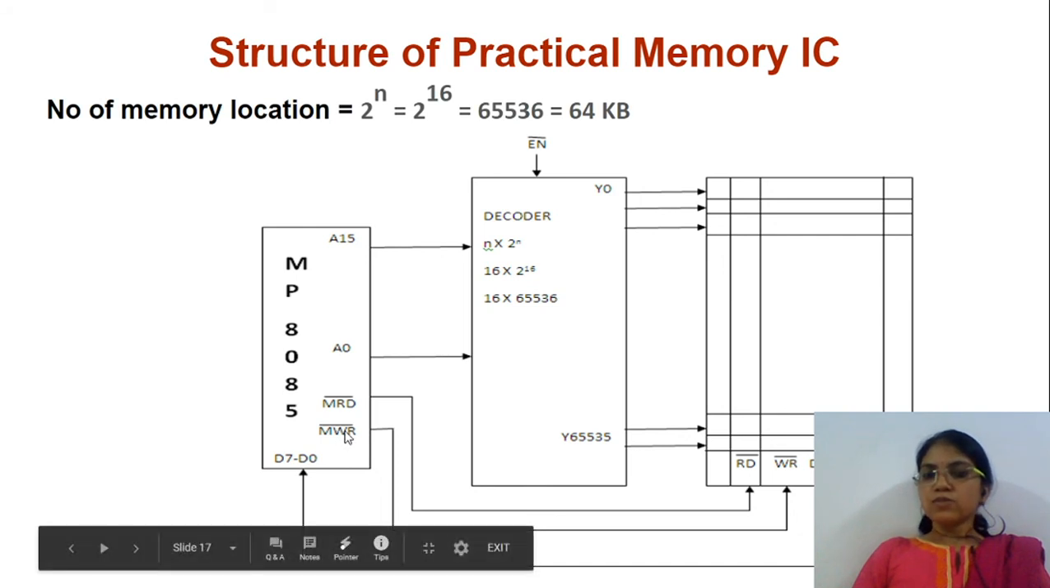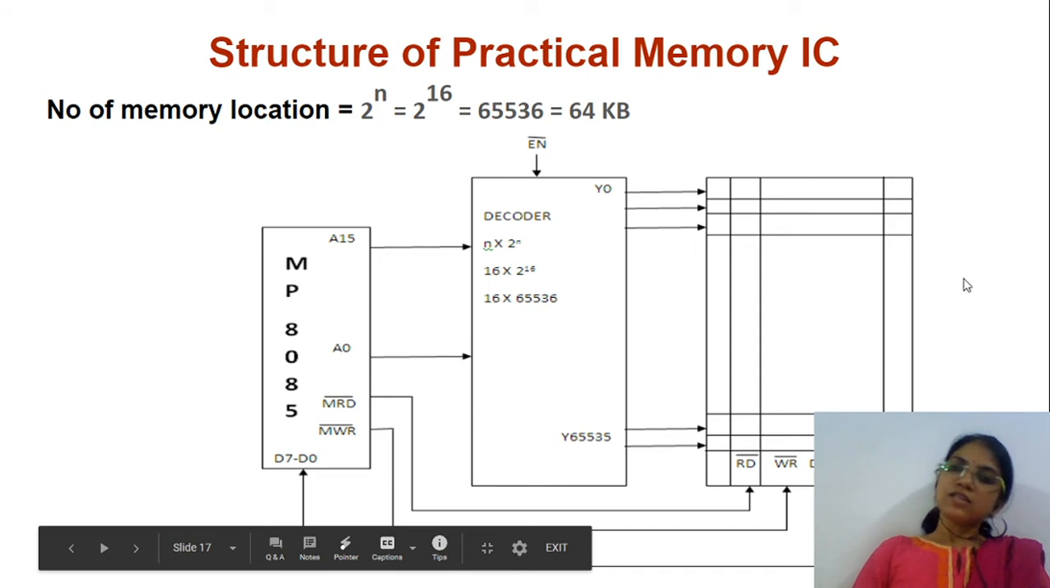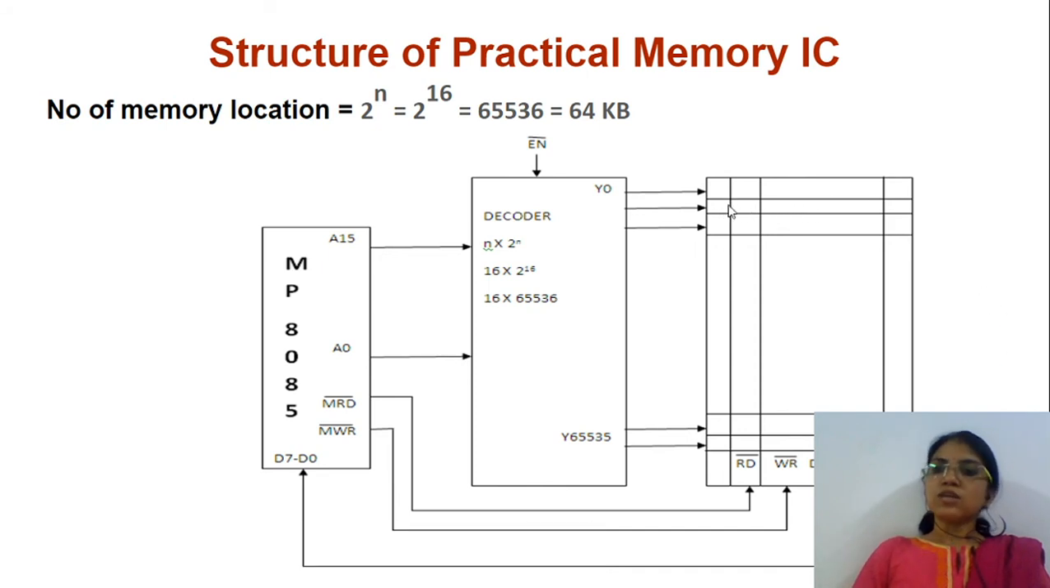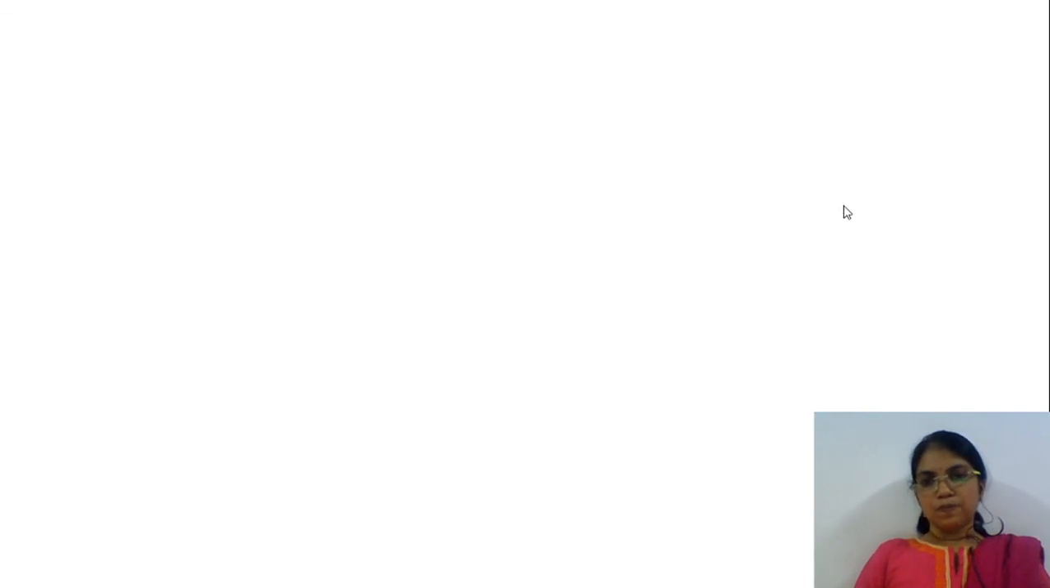So the microprocessor will send the MWR bar signal to the memory. So the memory now understands that whatever content is present on D7 to D0 is transferred into that specified memory location. So in this way, the memory writing operation can be performed.